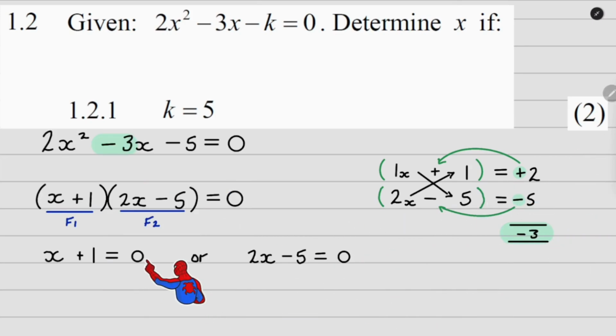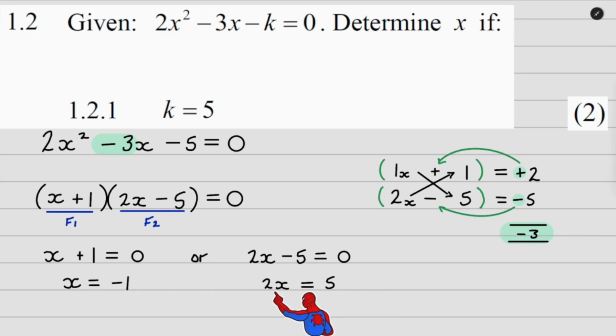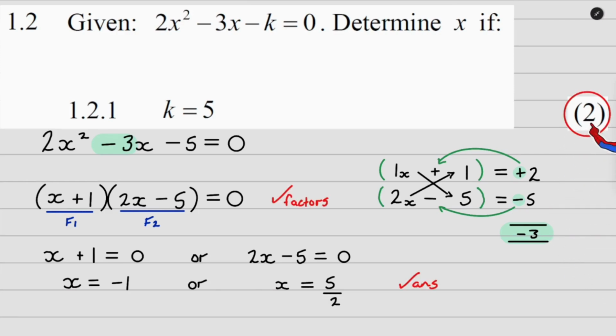Now I'm going to solve for x separately. I'm going to take this plus 1 over and it becomes minus 1. In this one, I start by taking the minus 5 over and it becomes plus 5. Then I divide both sides of the equation by 2 to get rid of this 2 over here, and these 2's cancel with one another. We get our second answer for x to be 5 over 2. Then we've just got to separate the solutions with the word or. Yes, it's quite hard for 2 marks.